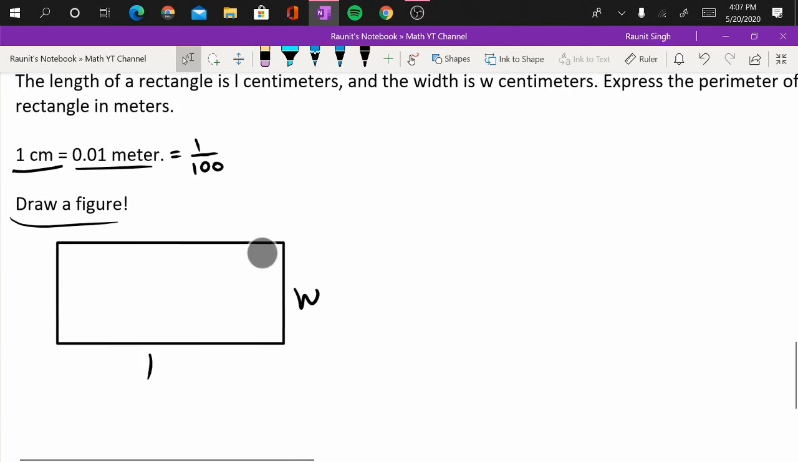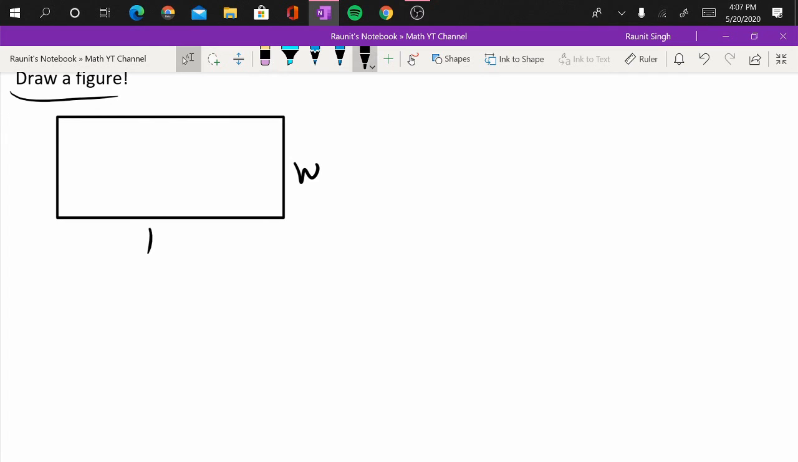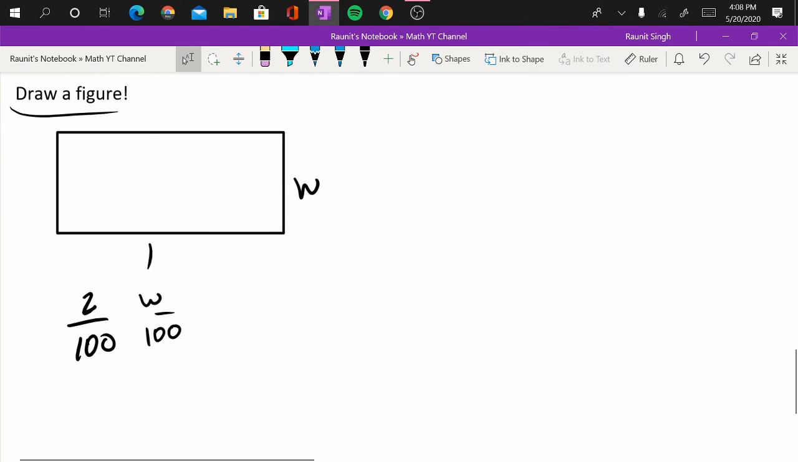So that would be L over 100. Let's just do that. So that's our supposed L. It may look like a Z, but it's an L. So then L over 100 plus W over 100. And then you also have to do times 2.